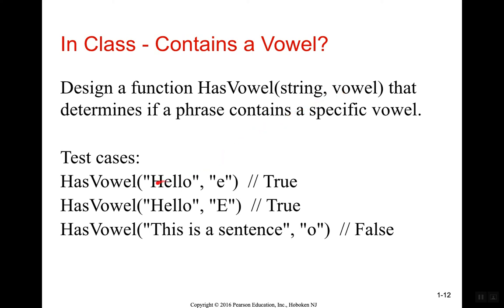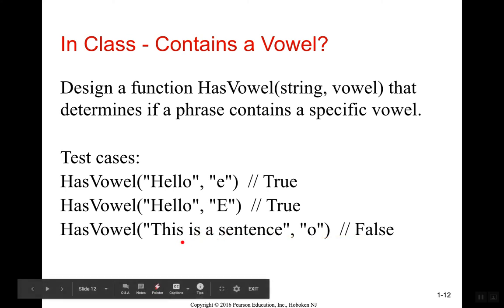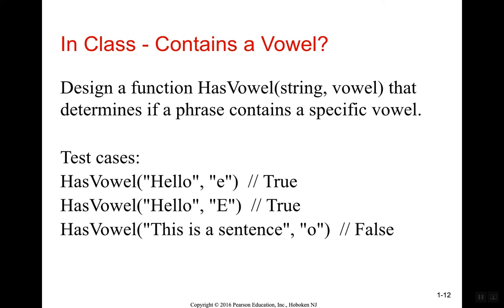So here are some examples. hasVowel, hello as the string, and an e should return true. hasVowel, hello, and an uppercase E should also return true. This is a sentence, and o should return false because there is no o in this is a sentence. So first things first, we need to define the signature for our function. What is the signature of our function going to be?